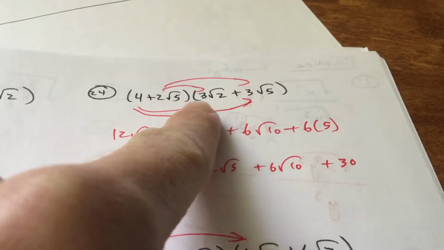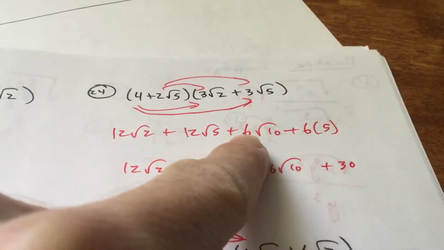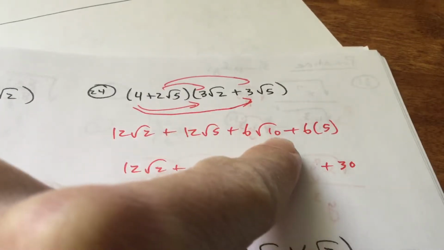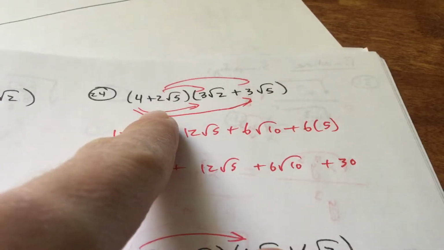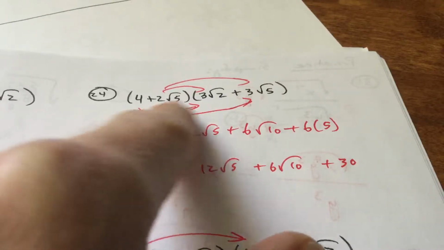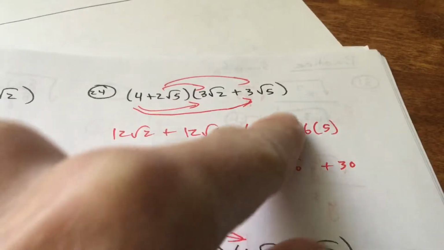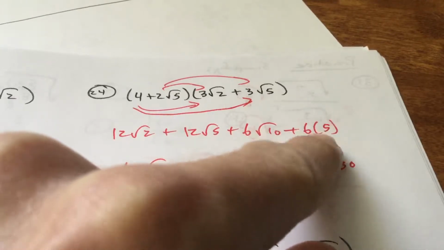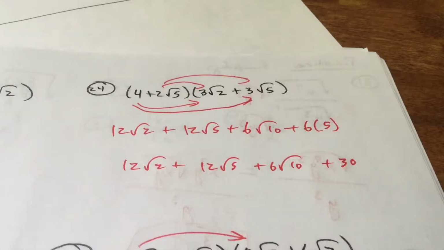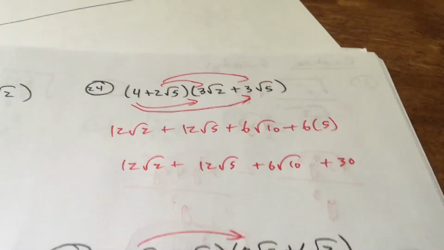2 root 5 times 3 root 2. So the 2 and the 3 go together to give you 6. Root 5 times root 2 gives you root 10. Plus, now folks, as we talked about in class, 2 times 3 is 6. Root 5 times root 5 is going to be the square root of 25, which is just 5. Okay, the roots cancel. And it breaks down to give you that.